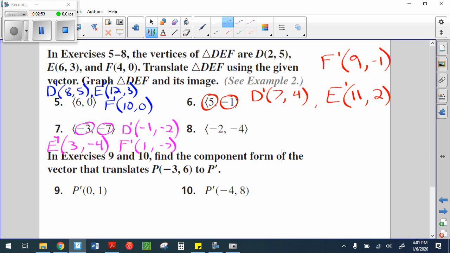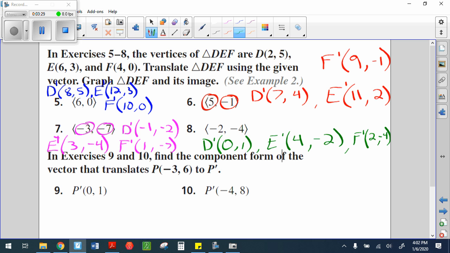And then number 8, we're going to go 2 left and 4 down. So D prime, we're going to subtract 2 from the x to get 0, and 5 minus 4 to get 1. E prime, we're going to get 6 minus 2 is 4. And 3 minus 4 is negative 1. And for F prime, we're going to do 4 minus 2 is 2. And 0 minus 4 is negative 4.